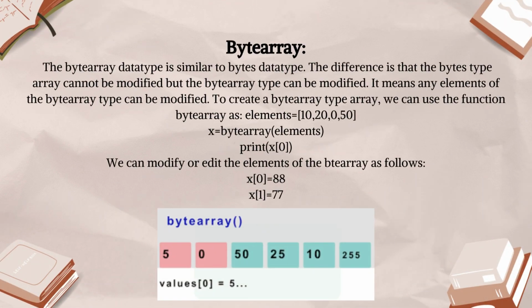Bytearray. The bytearray data type is similar to the bytes data type. The difference is that the bytes type array cannot be modified but the bytearray type can be modified. It means any element of the bytearray type can be modified. To create a bytearray type array, we can use the function bytearray: elements = [10, 20, 0, 50], x = bytearray(elements), print(x[0]). We can modify or edit the elements of the bytearray as follows: x[0] = 88, x[1] = 77.